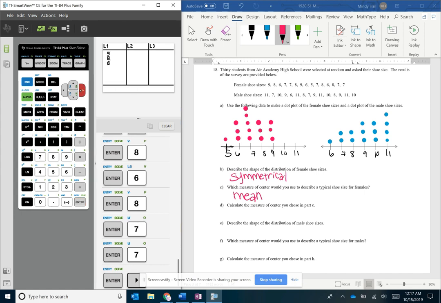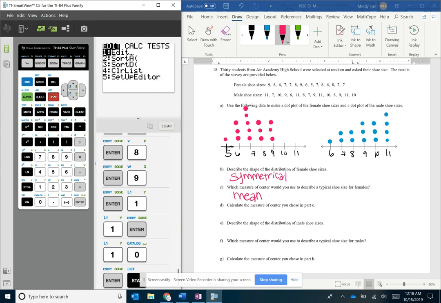And then we'll go over to the next list and just enter those now since we're already at the screen. 11, 7, 10, 9, 6, 11, 8, 7, 9, 11, 10, 8, 9, 11, and 10. So, hit the table.